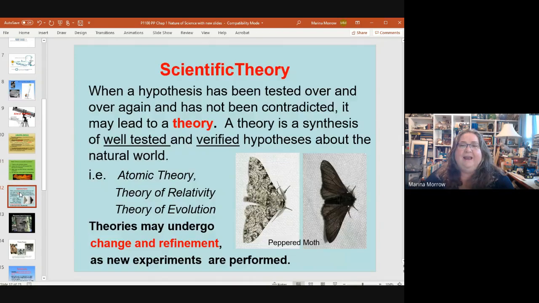When you've had a hypothesis that's been tested over and over again, and it hasn't been contradicted, then this may lead to what's called a theory. A theory is an important truth about science, the nature. And it's a synthesis of well-tested and verified hypotheses about the natural world. And so one of those theories, maybe you've heard of, is the atomic theory.